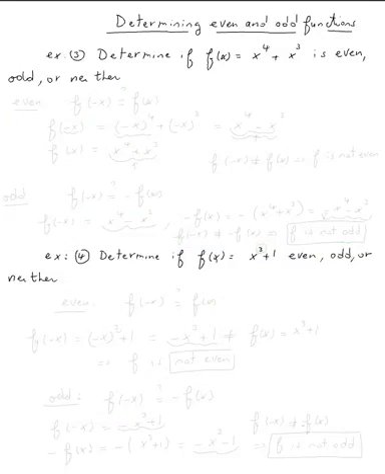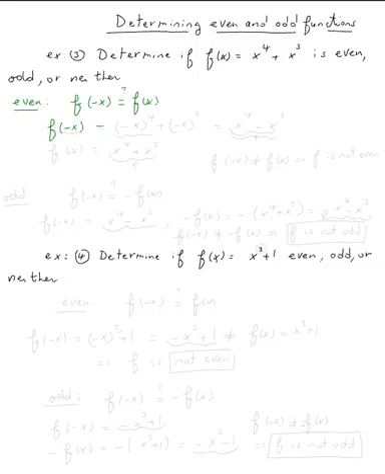Okay, the topic is about determining even and odd functions. So this is example 3. We need to determine if f of x equals x^4 plus x^3 is even, odd, or neither. So for even, we go straight to the definition. We need to check if f of negative x is equal to f of x. So let's find f of negative x.